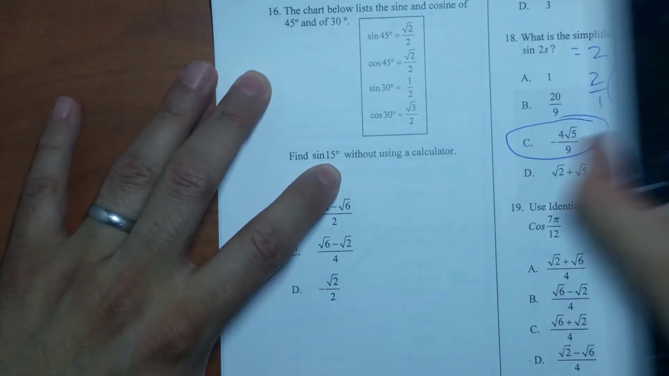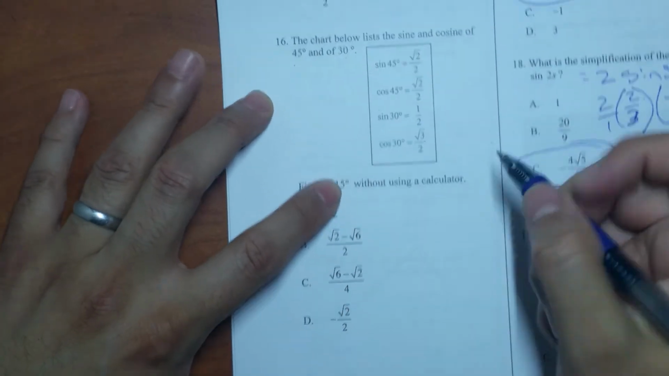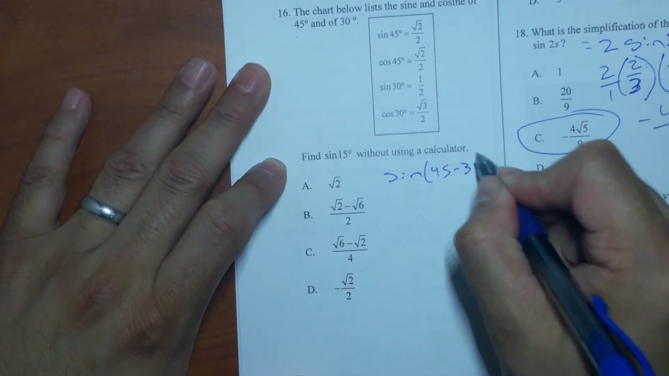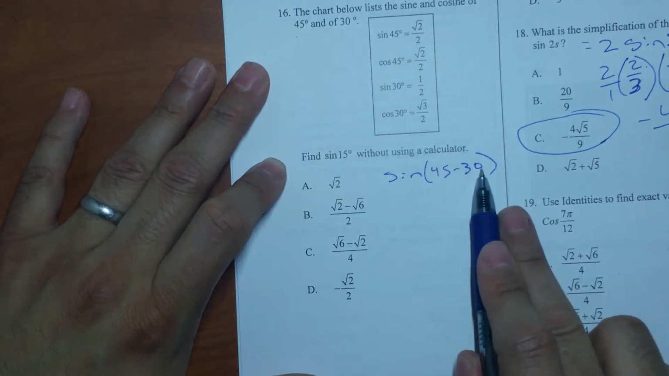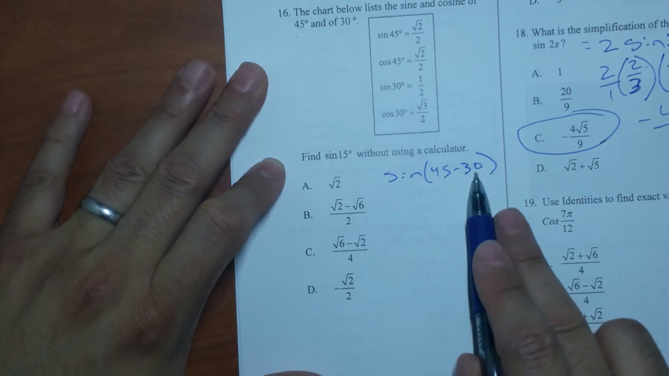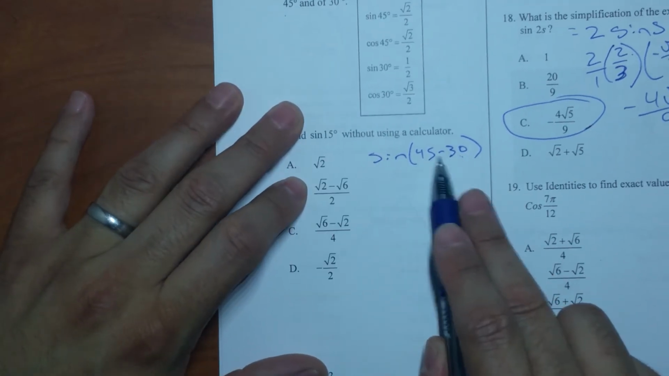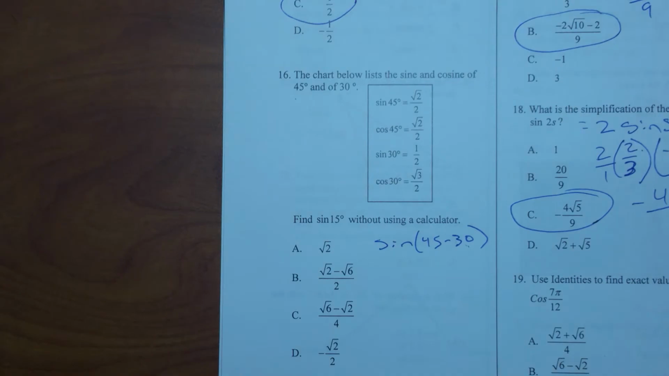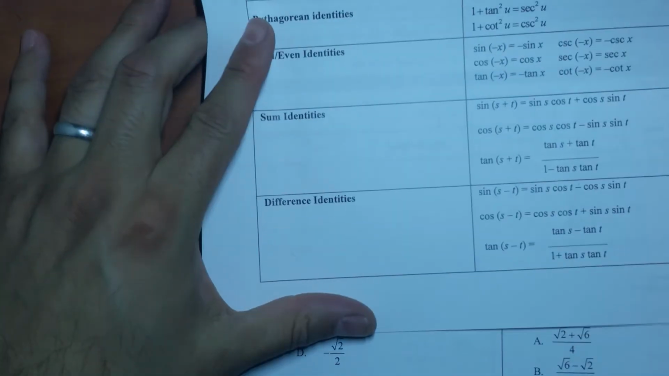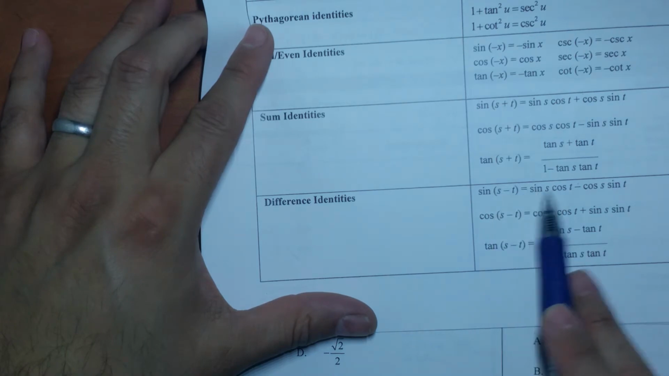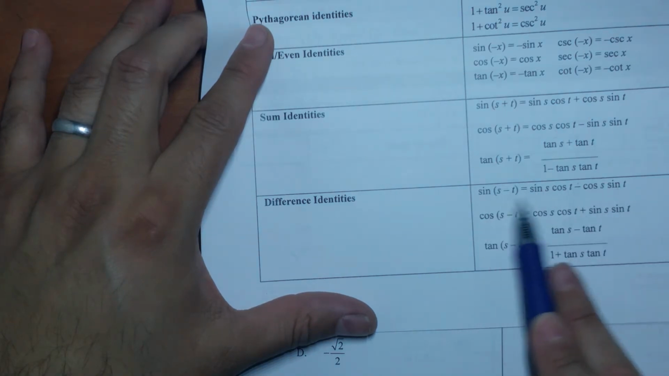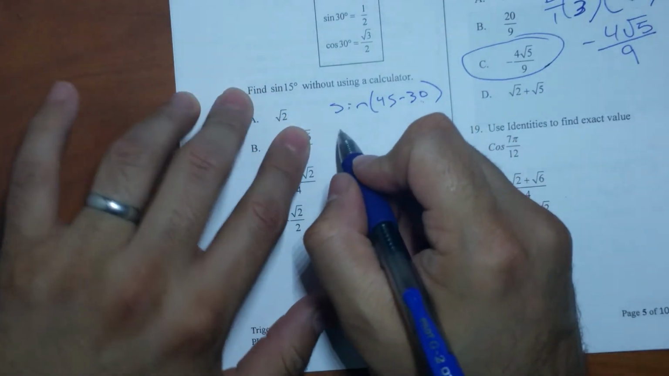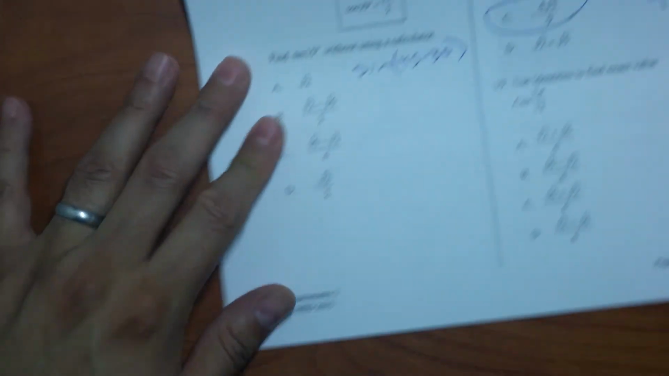Or, using this information, we have 30 and 45. So it's going to be the sine of 45 minus 30. Isn't that the same as being 15? Yeah, 45 minus 30 gives me 15. So this is using the identity that we just used a minute ago. So we have right here, sine, cosine, minus. So it's going to be, let me write it down below.